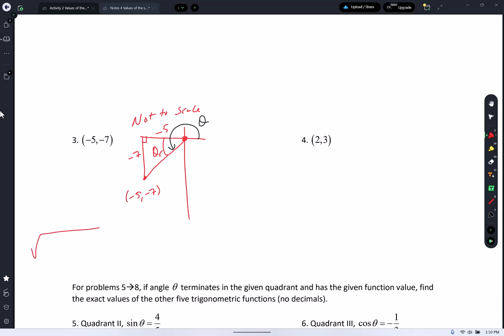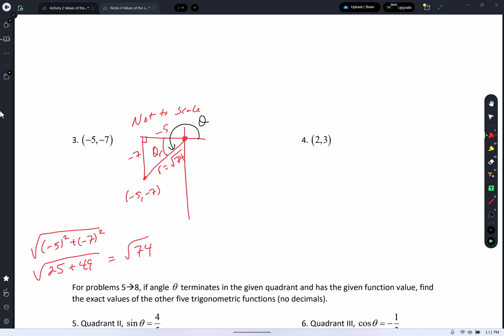I'm going to go square root of -5 squared plus -7 squared. Let's see, 5 squared is 25, 7 squared is 49, 50 and 25 would have been 75. So is this the square root of 74? I think so. It doesn't break down. Leave it alone. Is the hypotenuse ever negative? No, never, never, never. I don't know why I said never like that. Sorry.